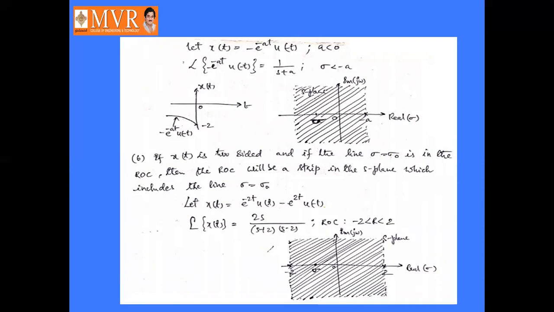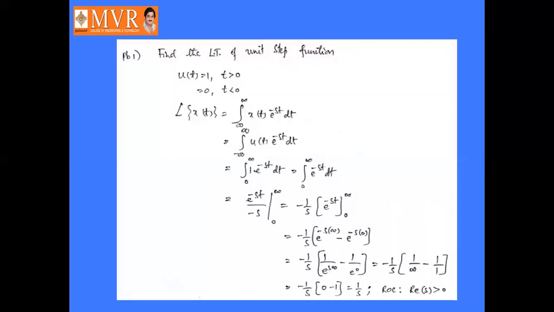And the sixth property is nothing but a combination of these two problems. That was already solved. That is x of t equal to e power minus 2t into u of t minus e power 2t into u of minus t. So its ROC is in between minus 2 and 2. So like this we have six properties. Okay, right? Six properties. Those are the important properties of ROC.